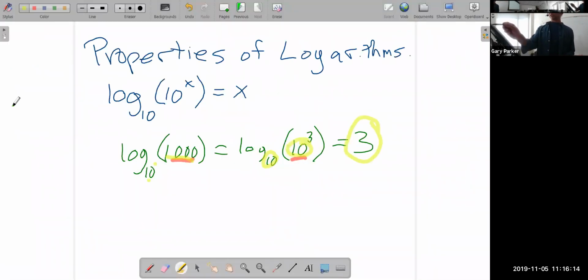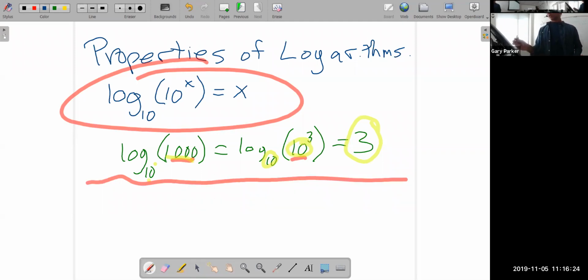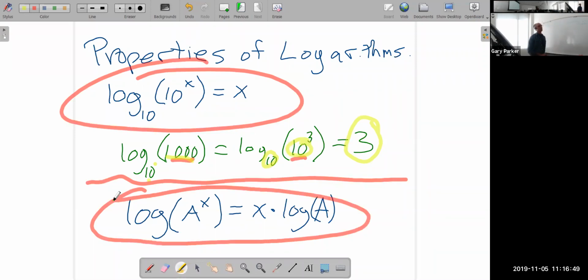Another important property, so let's circle that. If you have a log of some number to a power, that power pops out and gets multiplied. So that's the rule. We're going to test it.